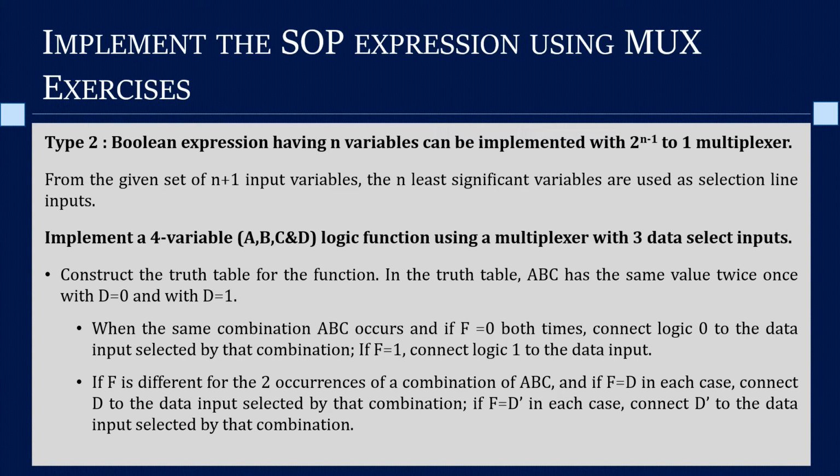Okay. If f is different for the 2 occurrences of a combination of ABC, and if f is equal to D in each case, then connect D to the data input selected by that combination. Else, if f is equal to D complement in each case, then connect D complement to the data input selected by that combination. Let us explain this one using an example.